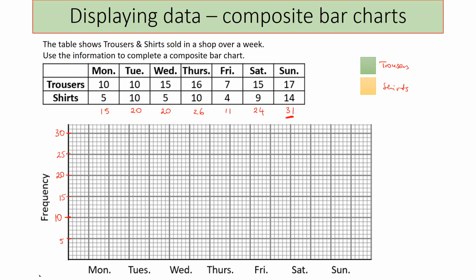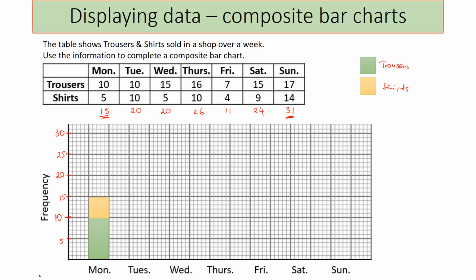So the first bar needs to be for trousers. Remember, I'm going to use green color, and it goes up to 10. Then I need to have the part of the bar for shirts, and it's only 5. That means both of the parts of the bar need to go up to 15, and this is why this total is very helpful. So I know it goes up to 15.